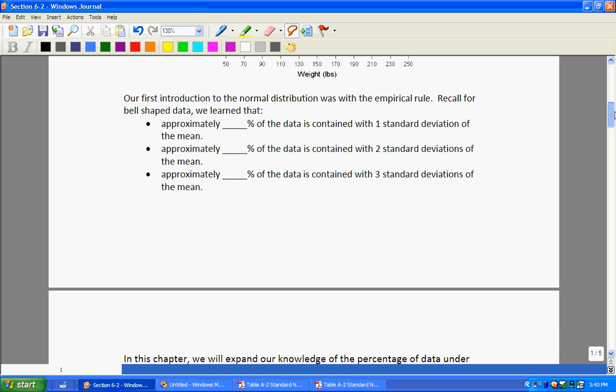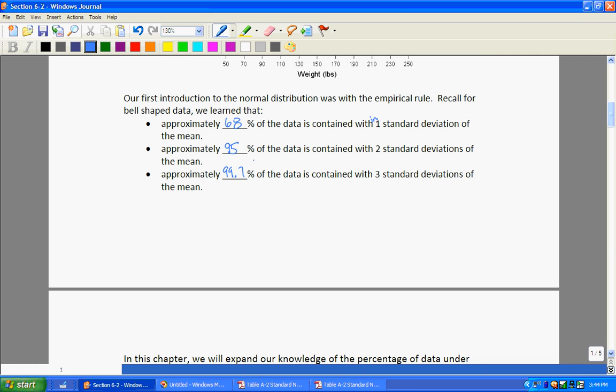We've actually already been exposed to the normal distribution with the empirical rule. And recall for bell-shaped data, specifically bell-shaped data, we learned that approximately 68% of the data is contained within one standard deviation of the mean. So either one standard deviation higher than the mean or one standard deviation lower than the mean, and between those two values, we captured 68% of our data. If we went out to 2 standard deviations of the mean, then we captured 95% of our data. And if we went out to 3 standard deviations of the mean, then we captured 99.7% of our data.